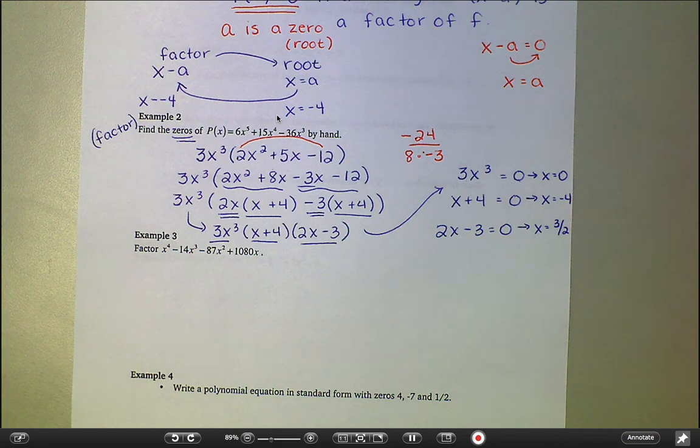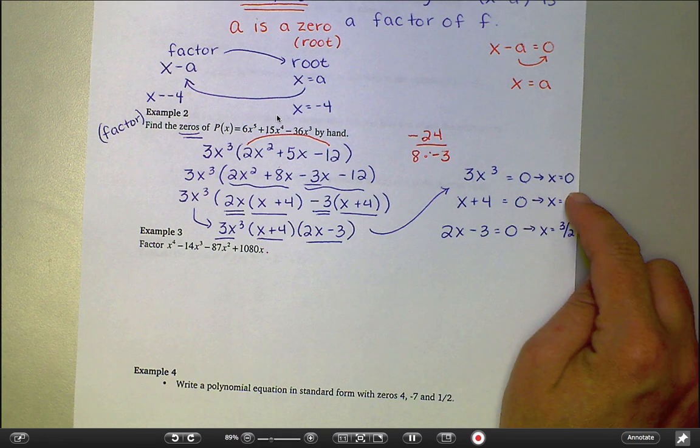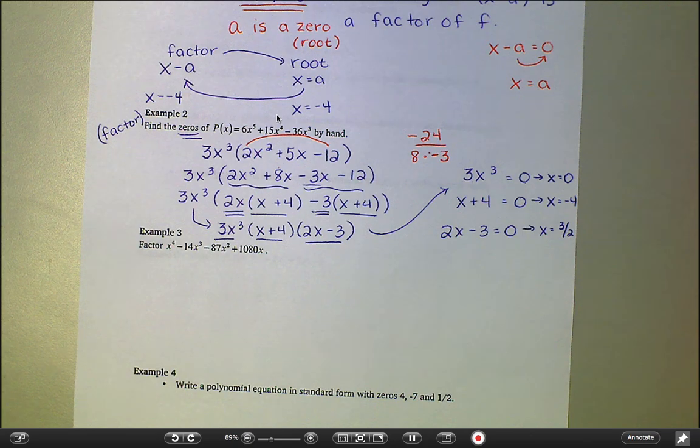And I don't want to take the time to do it, since you're watching a video, but I could now take this polynomial and graph it and just visually verify that it crosses the x-axis in those 3 places. But the beauty of this is that now you don't have to graph everything to find where those intercepts are.